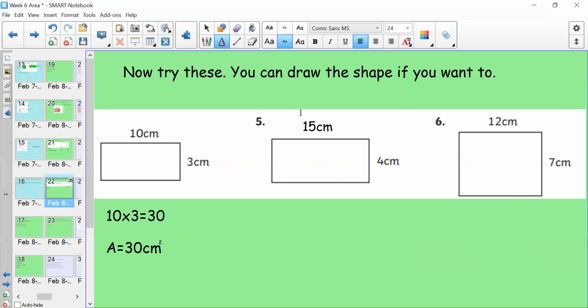Okay, so for number 5, we've got 15 times 4. So you could have done column method for this. You could have possibly done it mentally as well and just added 15 and 15 and then doubled it. But we'll just do column method for this example. So 5 times 4 is 20. And then 4 times 10 is 40. And then we add the two together and the answer is 60. So the area equals 60 centimeter squares.